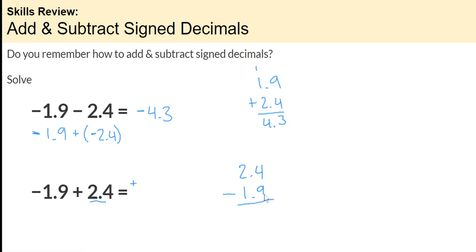Okay, 4 minus 9, we cannot do that. We have to borrow from the 2. That becomes a 1. 4 becomes a 14. 14 minus 9 is 5. And 1 minus 1 is 0. So my answer is 0.5, positive 0.5. So don't forget those rules that we learned in the very first unit.